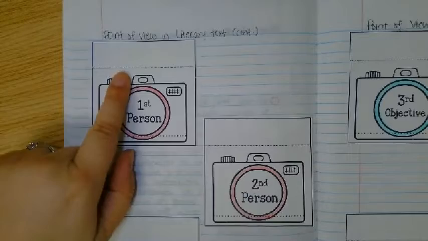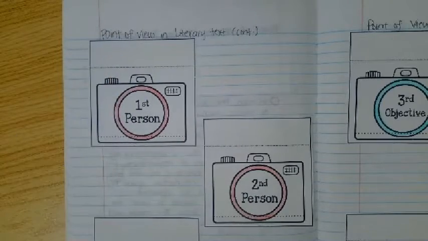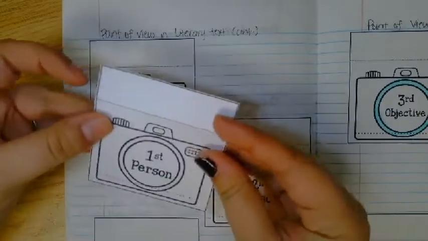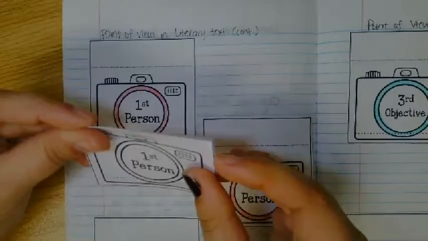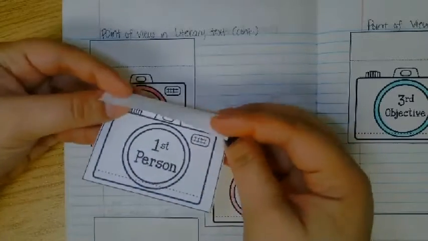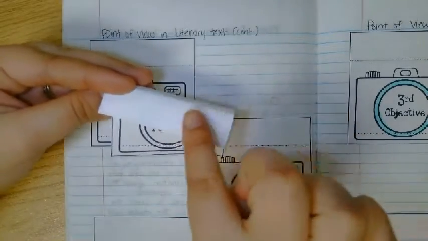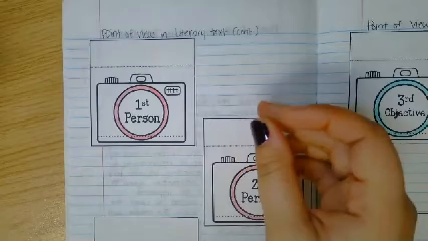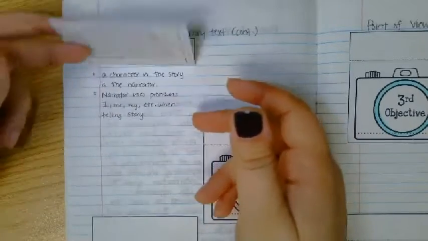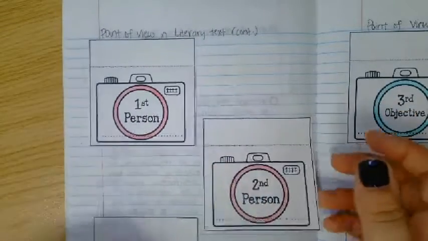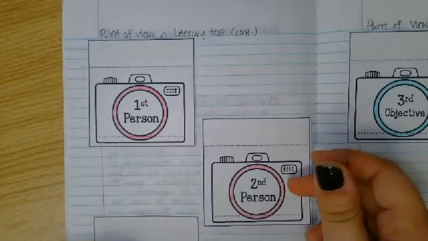So you're going to want to fold on the dotted line like so. And you're only going to put glue on this back part right here at the top of the fold. This way, it'll make little flaps like you see here where we can put information.